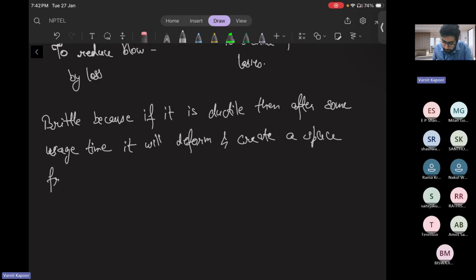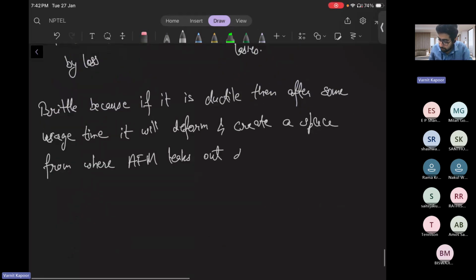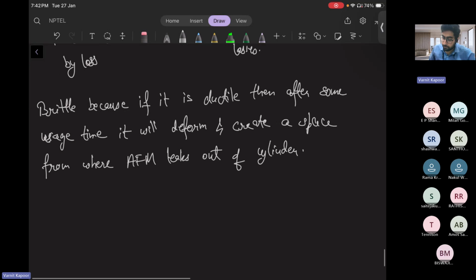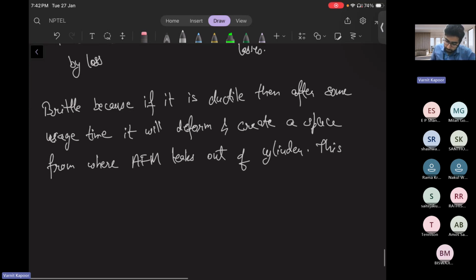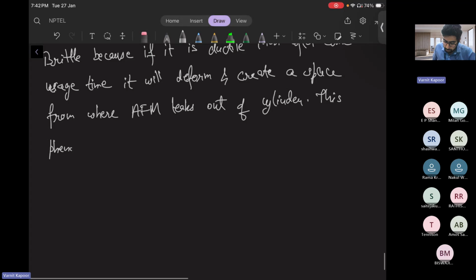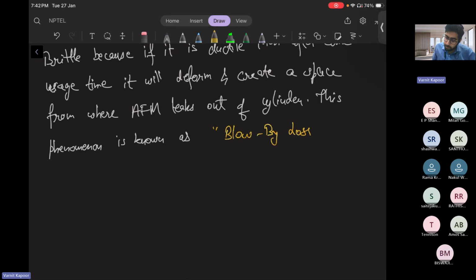From where the air fuel mixture leaks out of the cylinder, which is not required. This phenomenon is known as blow by loss.